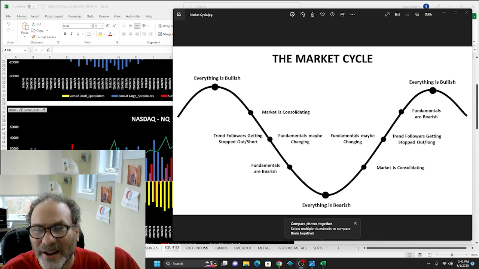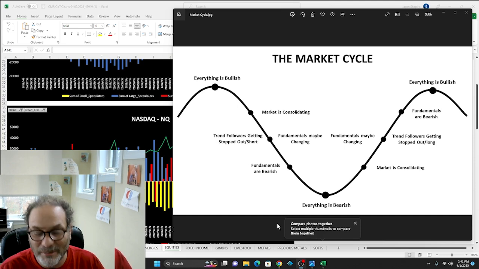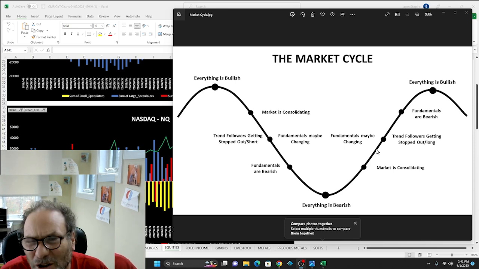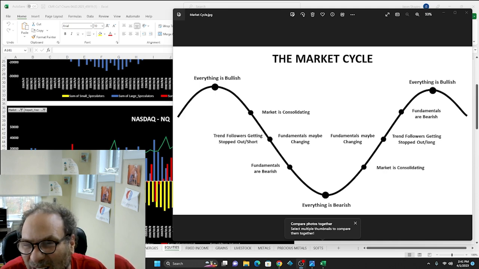And like I say, there are wide moves across this, up and down the whole way. But in general, that's kind of how I see how this goes. So let's think about where we are right now in the stock market. Clearly not at the top. I would say we're somewhere right around here, where the trend followers are just starting to get stopped out.